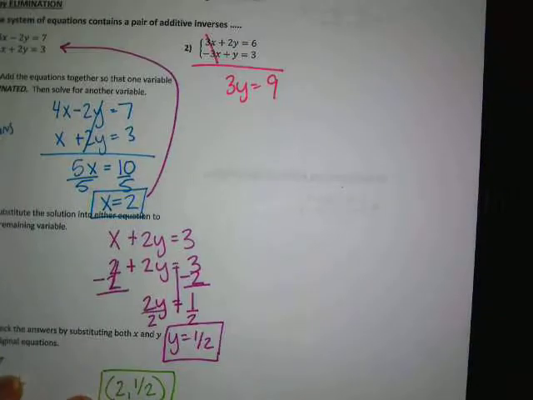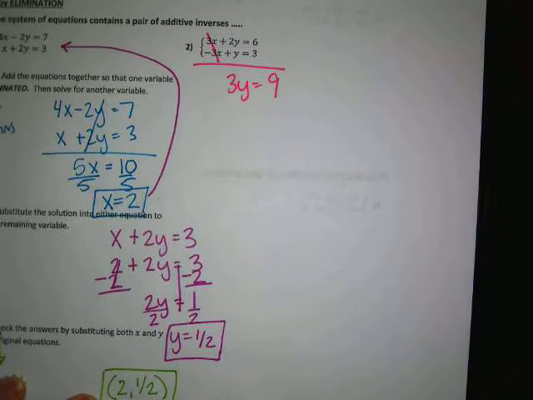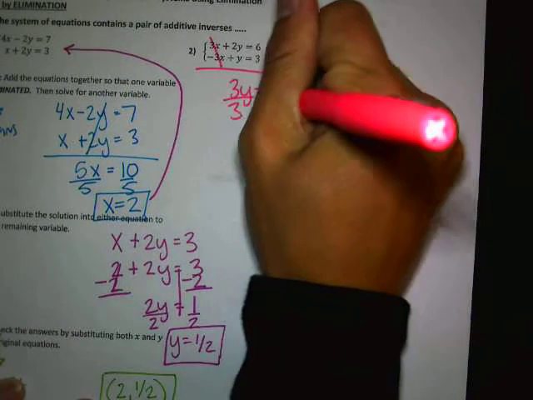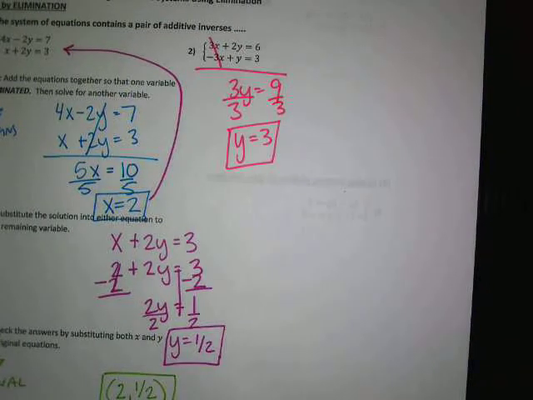Okay, and then who's 8? And Marie, is that you? Yeah, it's you. What do you do next? Yeah, divide both sides by 3. And so then y equals 3. All right, Leslie, tell me what to do next.